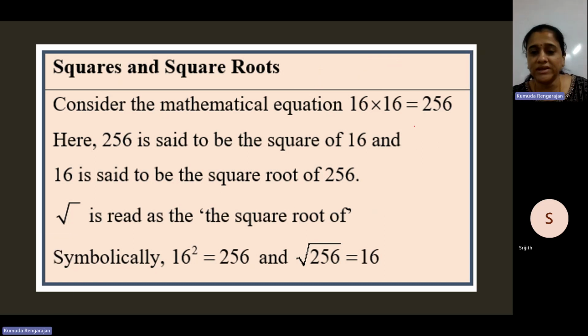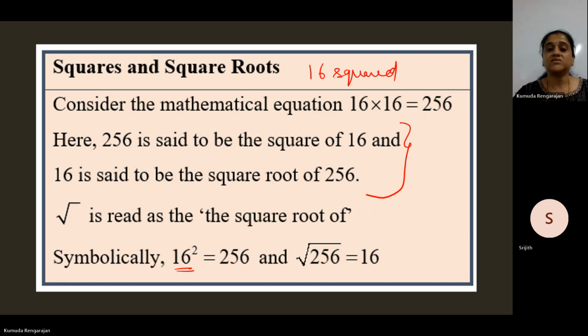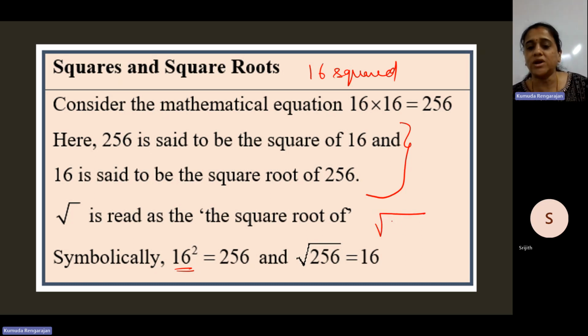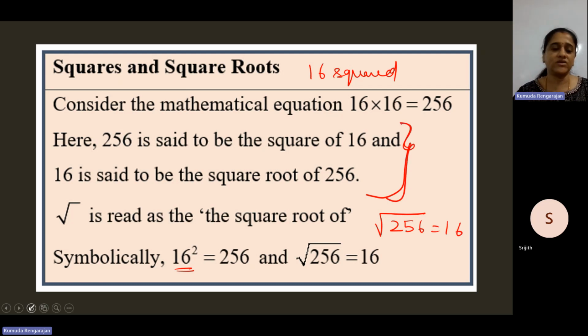So symbolically, we say 16 squared. 16 squared is equal to 256. That is 16 into 16. 16 squared means 16 multiplied with itself. So 16 squared is equal to 256 because 16 into 16 is equal to 256. And the square root of 256 is equal to 16. That's what we understood here.